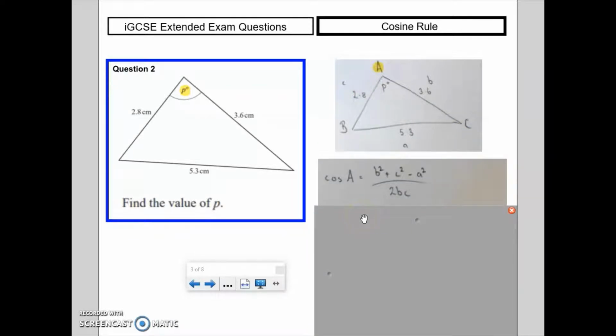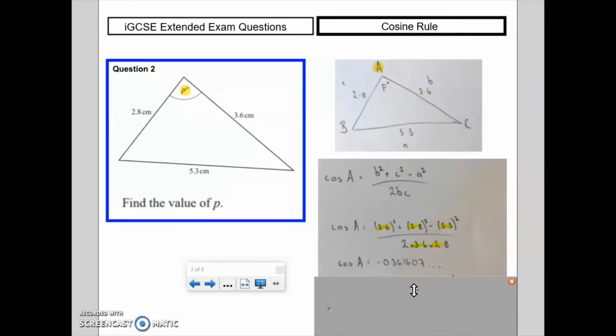This is the version of the cosine rule I'm going to use. Remember, it is just a rearrangement of the cosine rule we used in the previous question. It does start with cos A, which is why I've labelled the angle P, which is what I'm trying to find, as capital A. So now I know that little c is 2.8, little b is 3.6, and little a is 5.3. I'm going to substitute those values into this version of the cosine rule. Again, I've highlighted in yellow, so you can see where those substitutions have taken place.